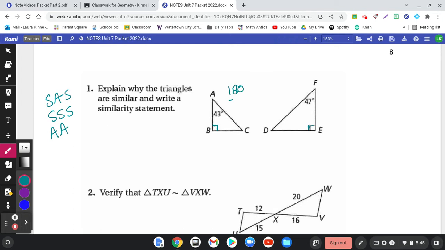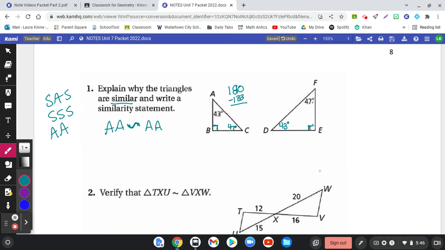So we have 90 and 43, that's 133. If we subtract from 180, we get 47 degrees, which matches this. If I subtract from 180 over here, I get the same. So because the angle measures are the same, they are similar by angle-angle similarity. So two angles in one triangle are congruent to two angles in the other.